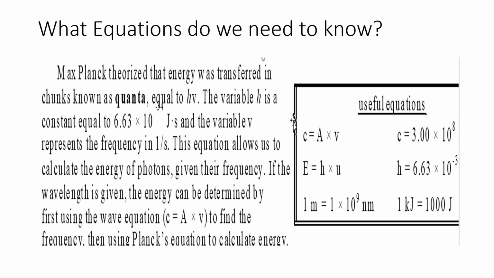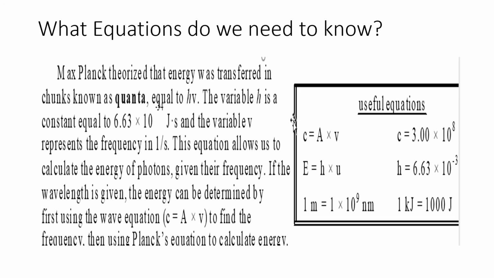He theorized that energy was transferred in chunks known as quanta, which is equal to h nu, Planck's constant times frequency. The variable h is a constant equal to 6.63 times 10 to the minus 34 joules times seconds. And the variable nu, or v, represents the frequency in per seconds, or hertz. This equation allows us to calculate the energy of photons given their frequency.